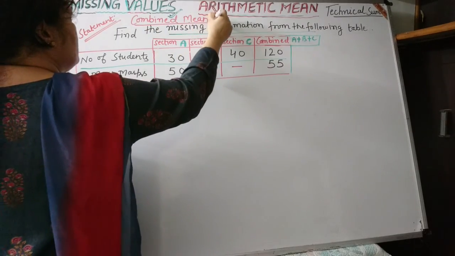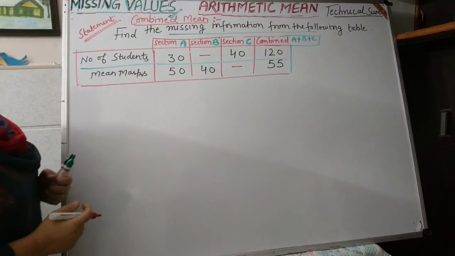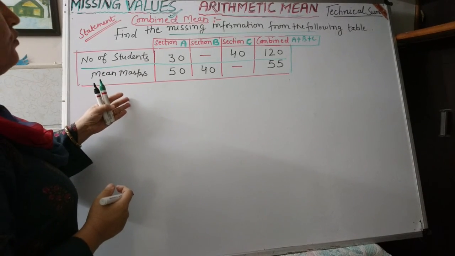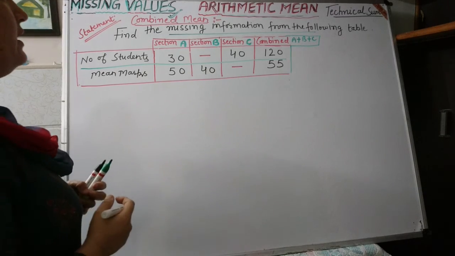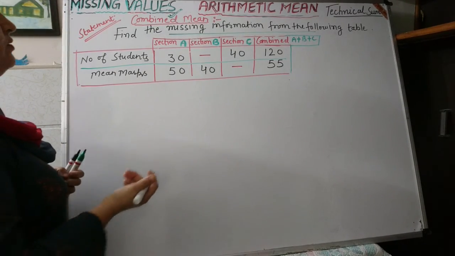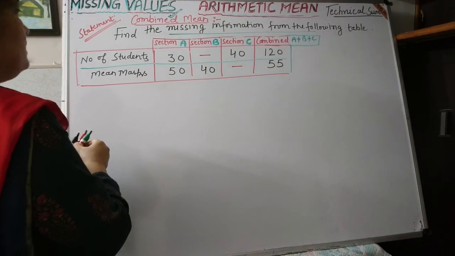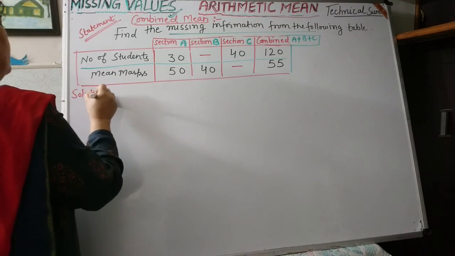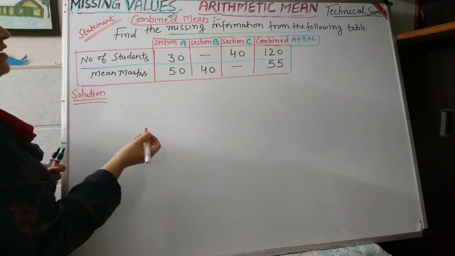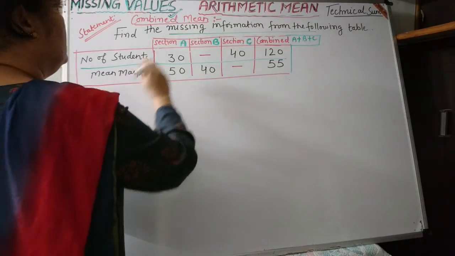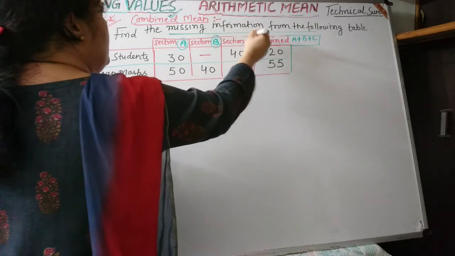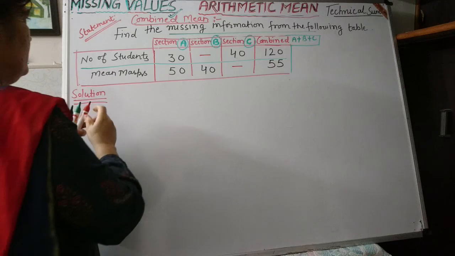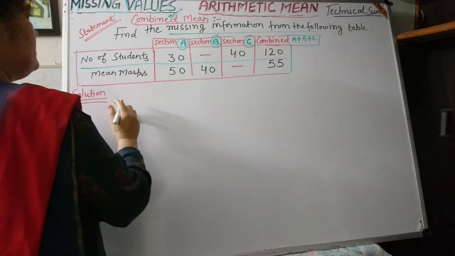Unless we recognize which type of arithmetic mean is given, we can't apply the formula. So let us start with what we have to derive. Section A, section B, section C. Let us see which are the missing values. Here the number of students is missing.